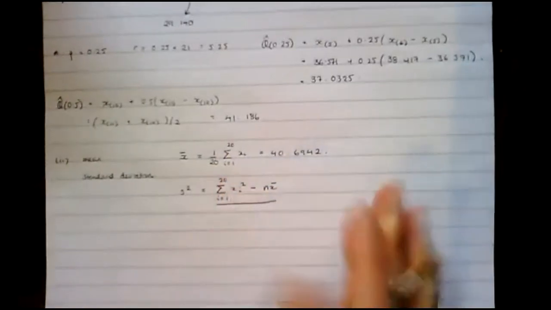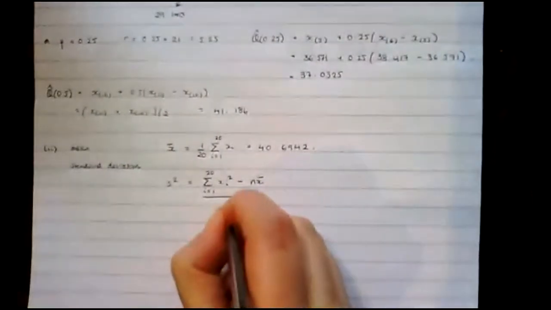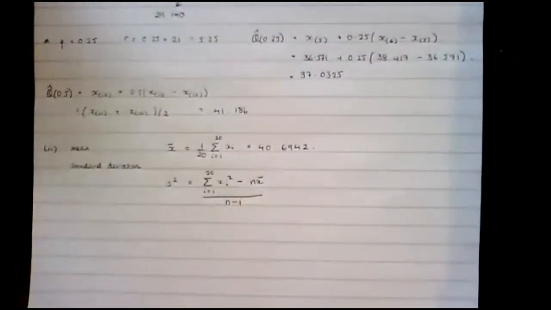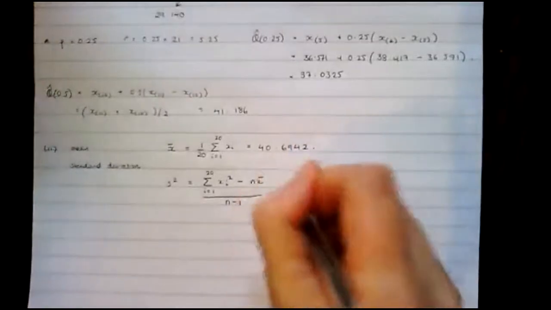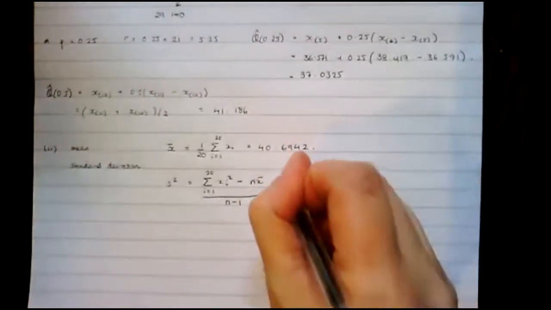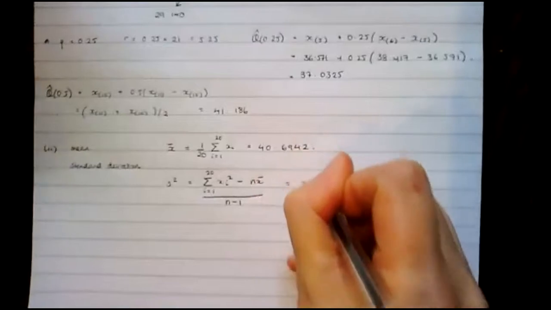And then what we divide by is n minus 1. This is the same as I was saying 2 weeks ago. The reason why we're dividing by n minus 1 is because we're dealing with a statistic which is about the sample, not about the underlying population. So we'd like an unbiased estimator for what the standard deviation is. So we want to divide by n minus 1 rather than by n. And this number is around about 30.54 something.